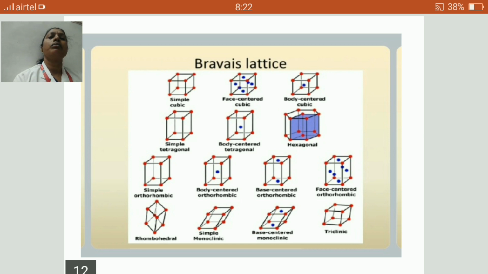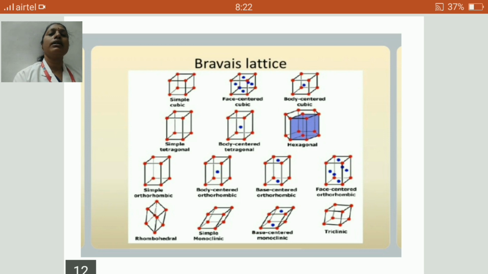In orthorhombic, 4 arrangements of atoms are possible: simple, body centered, base centered, and face centered. In simple orthorhombic, all 8 corners are occupied by atoms. In body centered, along with the 8 corner atoms, one center atom is present. In base-centered orthorhombic, along with the 8 corner atoms, atoms occupy the 2 base centers, top and bottom. In face-centered orthorhombic, along with the 8 corner atoms, 6 face-centered atoms are also present.